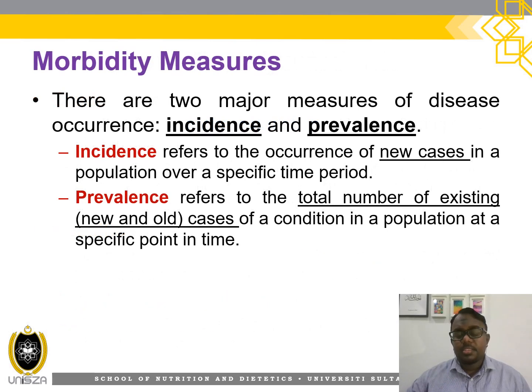Moving on to the first type of measure, which is morbidity measures. So there are two major measures of disease occurrence. The first one is incidence and the second one is prevalence. So incidence refers to the occurrence of new cases in a population over a specific period of time. Prevalence refers to the total number of existing cases, that includes new and old cases, of a condition in a population at a specific point in time.